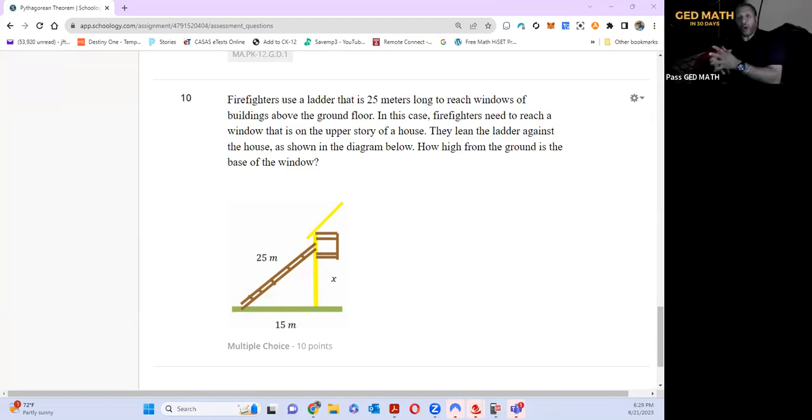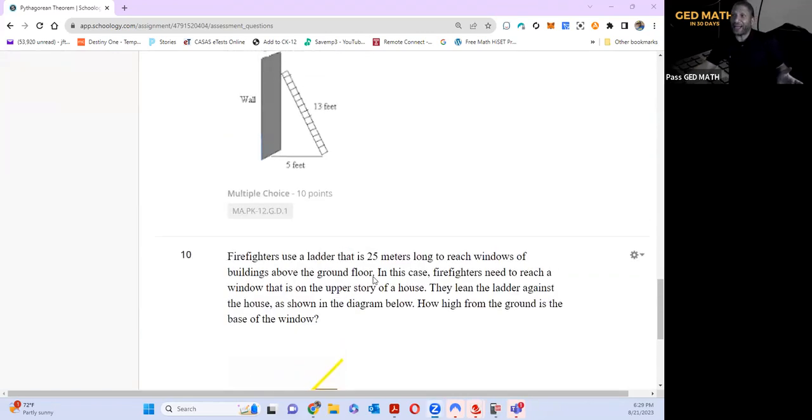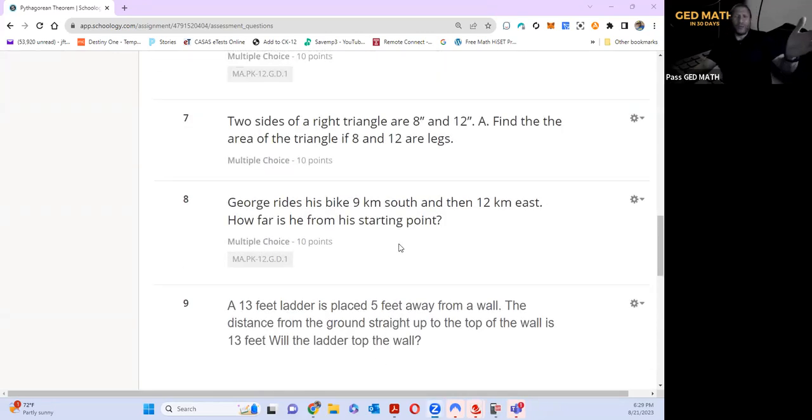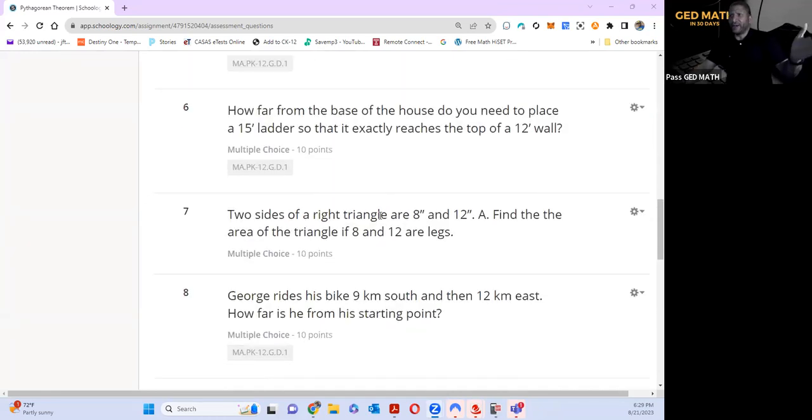And again, this is why I give you Schoology, so you can practice, so you see these word problems, so you get acclimated. Look, ladder problems, traveling diagonally, diagonal.